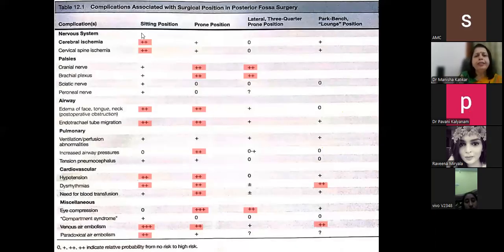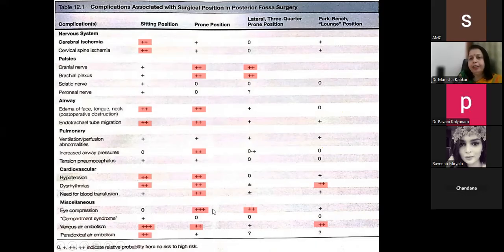There are various positions which we use for neuroanesthesia. This is a figure from Miller's textbook. Once you give the sitting position, other than cerebral ischemia, hypotension, and airway edema, the most important complication is venous air embolism. In the prone position, other than this complication, the most important complication is eye compression causing blindness.